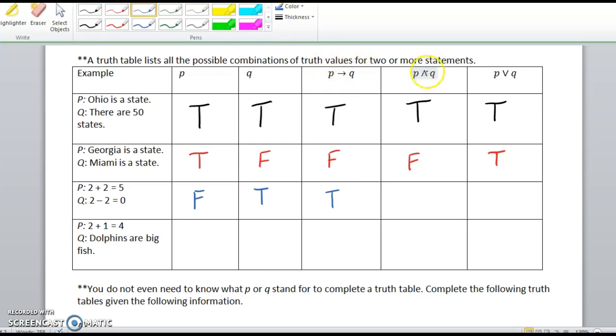So now I'm back to P and Q, so I have false and true. Both have to be true for that to be true. So I'm looking at a false for that, and I have a false or true. False or true still stays a true. As long as I have a true in my or, it is true.